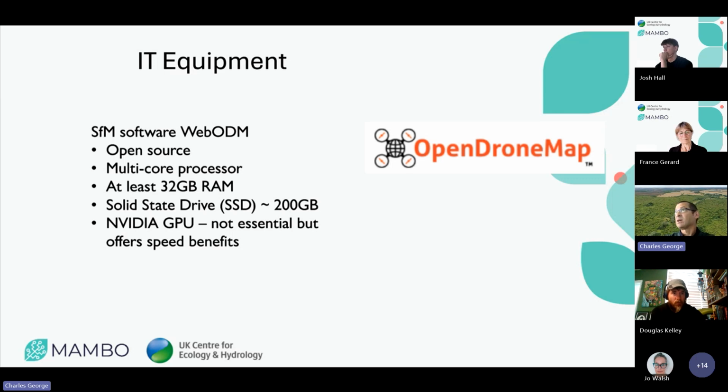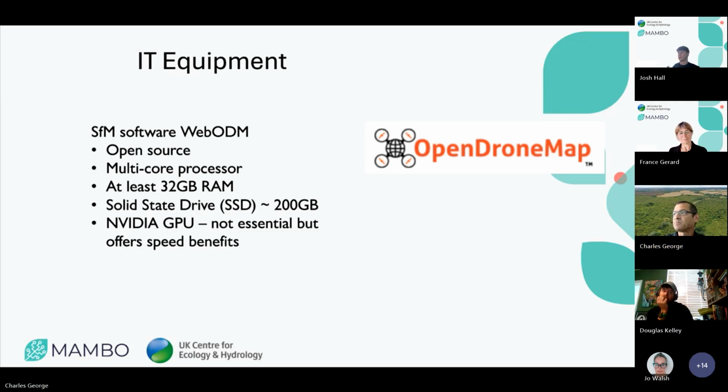For the 1.5 kilometer square area that we were processing, we used about 200 gigabytes. So that's for the raw data and for the processed products. And if your finances go far enough, then you can even use a graphics card as well, and that will speed up the processing a little.